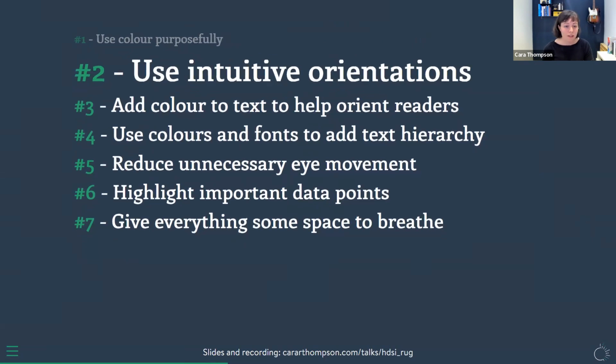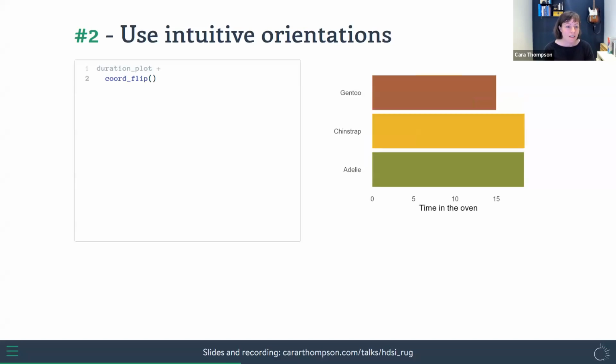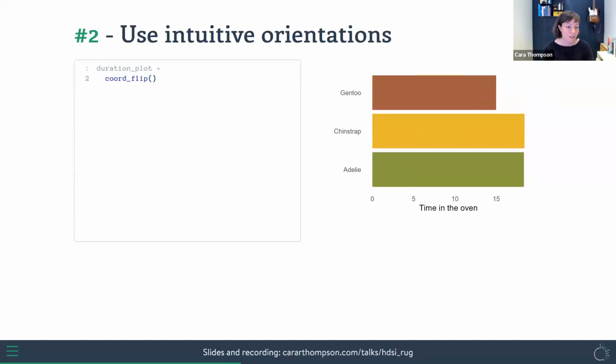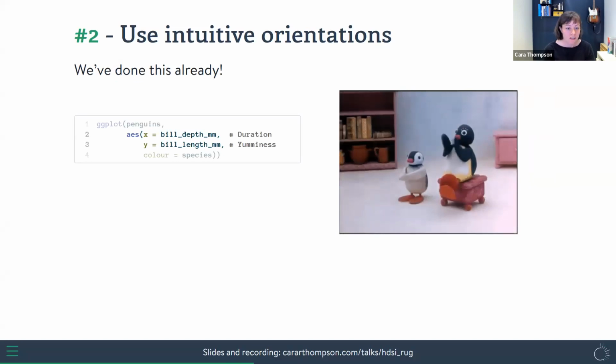The next tip is intuitive orientations. The good news with this is that for most of the plots that you're going to create, there's a quick fix, which is just to add coord flip into your code, and that will change it from one direction to the other. Now we've already done the right thing here. We've got duration along the x-axis, so we can just give ourselves a good pat on the back and move on to the next tip.